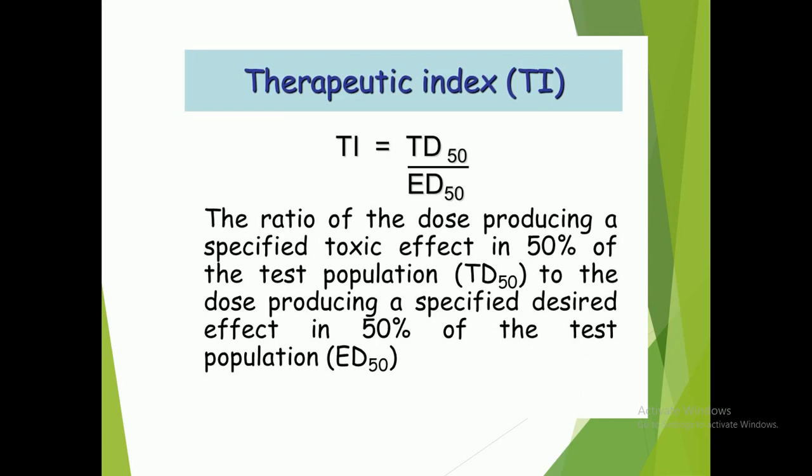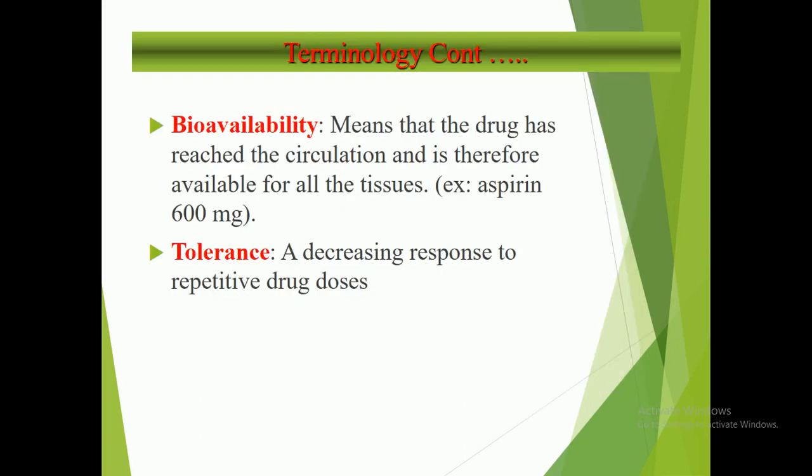I will explain this in more detail later. Now let's come to another term, bioavailability. Bioavailability means that the drug reaches the blood circulation and is therefore available for all the tissues. For example, aspirin 600 milligram. It means how much quantity and how much amount of this drug is available in your blood circulation. Let's suppose you have, for example, 600 milligram.